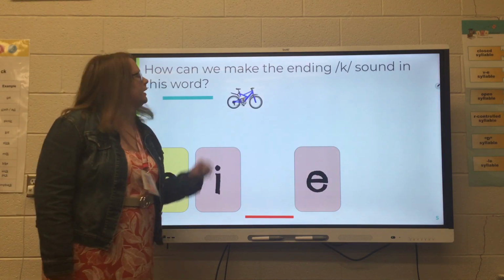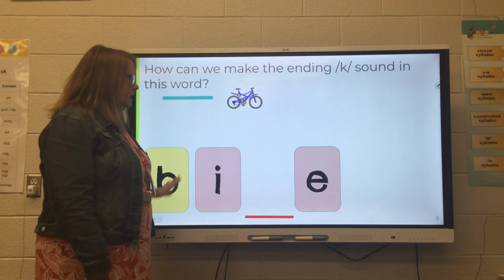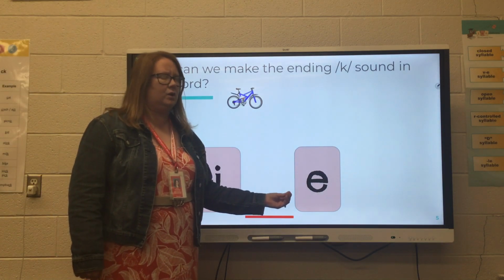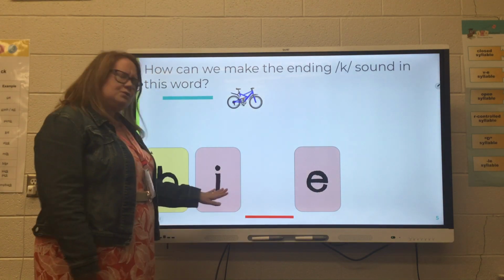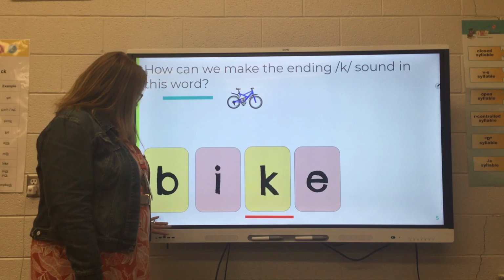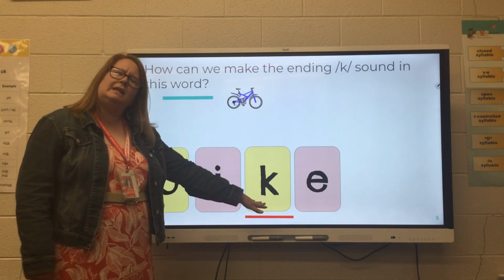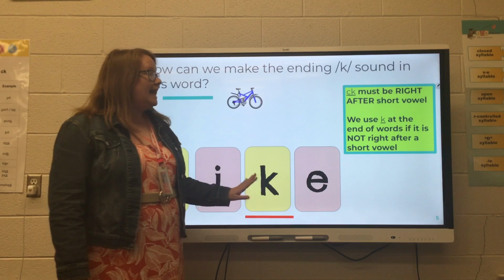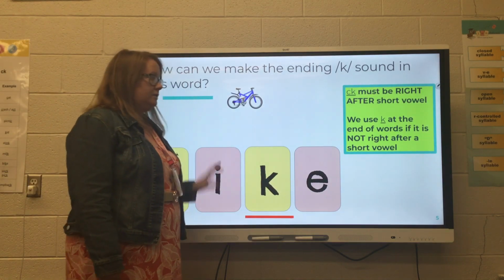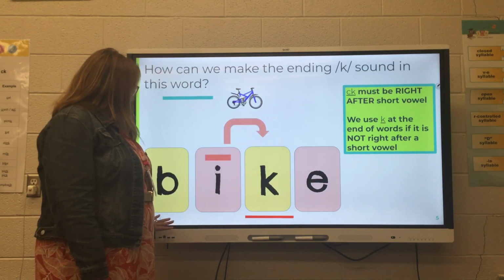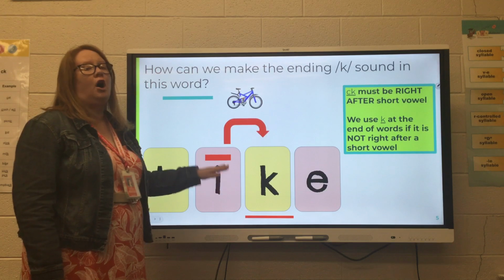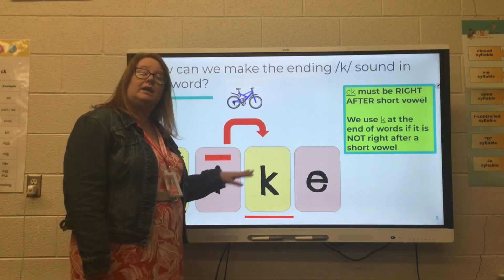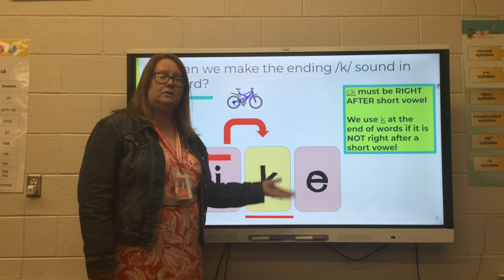How about this word? Bike. B-I-K. I hear my k sound at the end of the word, and it is right after a vowel, but I'm still spelling it with a K because CK goes after a short vowel. Bike has a long vowel. Our I is saying I. So therefore the k sound has to be spelled with a K.